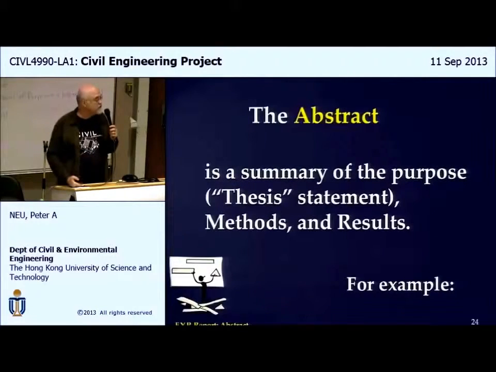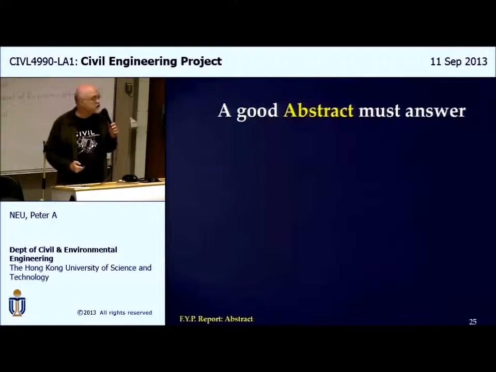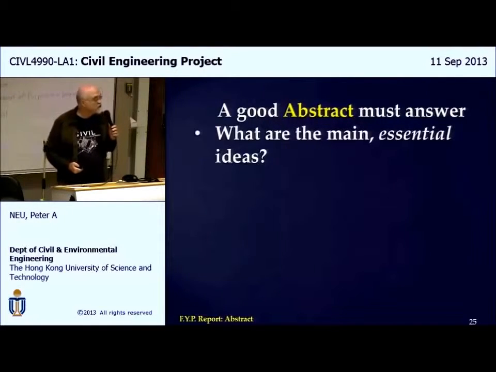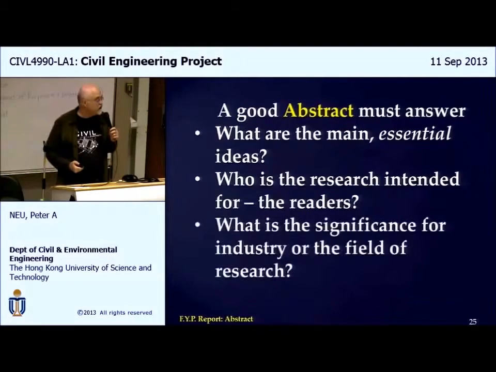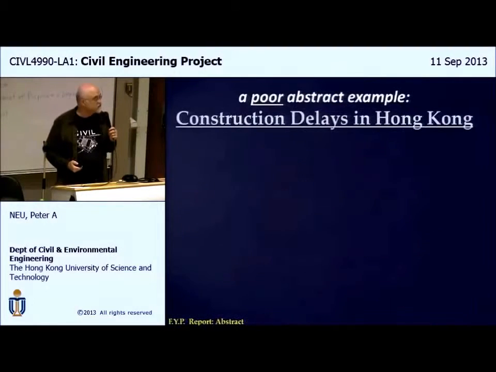The abstract is a summary of the purpose, the thesis statement, methods, and results. Just a summary, the essential points. For example, a good abstract must answer what are the main essential ideas, who's the research intended for, the readers, and what is the significance for the industry or field of research.